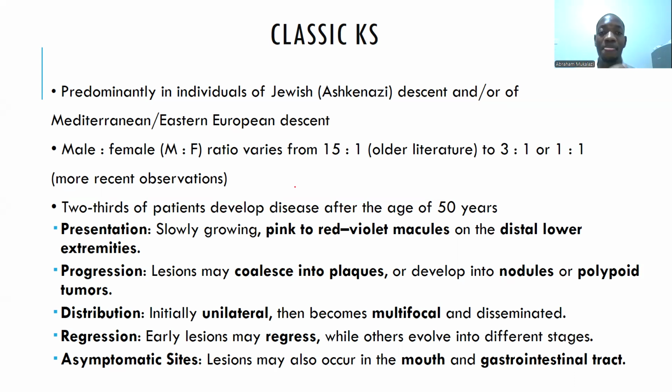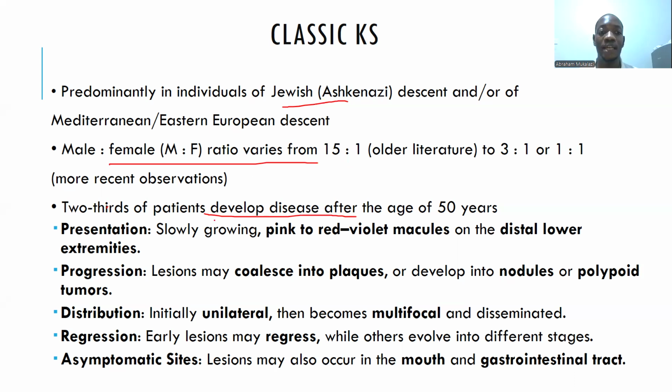So starting with the first one, the classic type, predominantly, as I had mentioned, we usually see it in the Jewish population, and it has a male predominance, whereby we see a ratio of about 15 to 1, depending on the literature. The old literature puts it at 15 to 1. But currently, when you look at the current data, you see that the ratio is between 3 to 1 and 1 to 1. Then two thirds of the patients usually develop the disease after the age of 50 years, so it usually has a late onset.